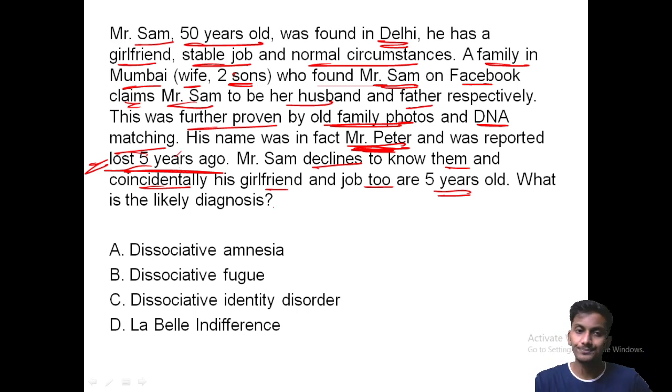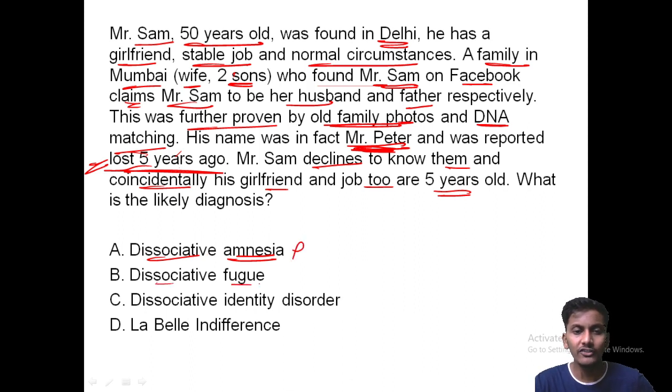So let's rule out one by one. First of all, dissociative amnesia. In dissociative amnesia there would be only loss of memory. But here, there is much more to this question, right? There is also a new place, a new life, a new role he has attained. So this is not dissociative amnesia for sure.